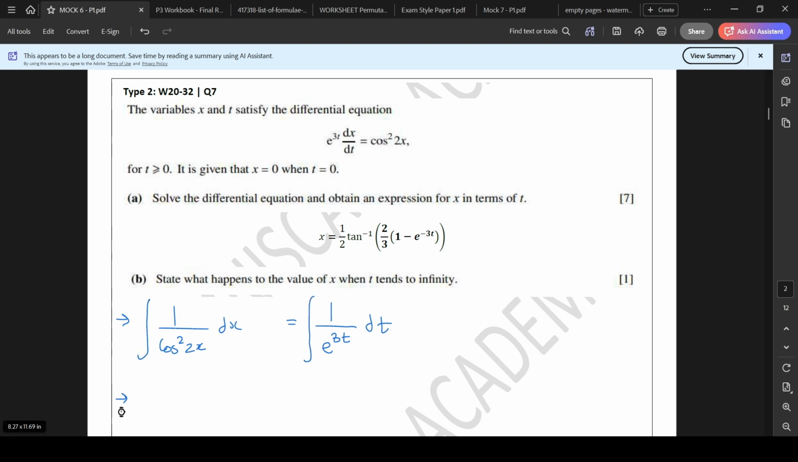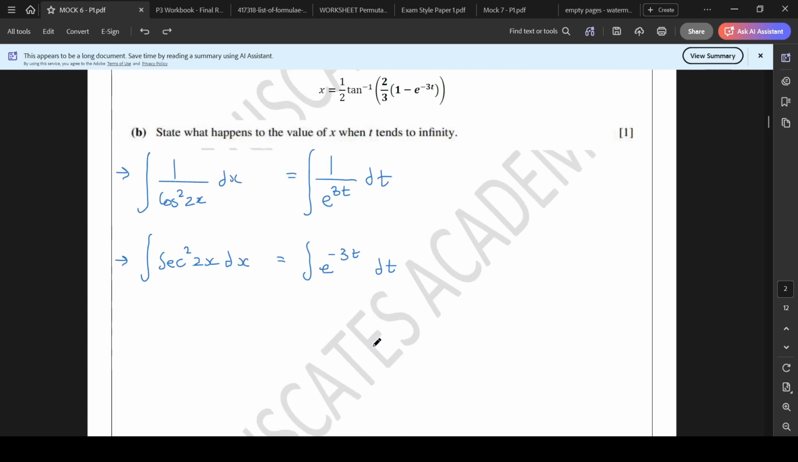How do you integrate 1 by cos square 2x? We have no formula directly if you look into your integration formulas or your integration roadmap. But what I can do over here is use trigonometric manipulations and convert this into the sec square 2x format. So this is my sec square 2x dx. Along with this, on the right hand side, I can convert this into the format that I was talking about, e to the power of minus 3t dt. Because I know how to integrate this, I don't know how to integrate the other format.